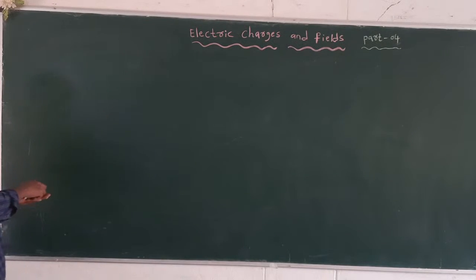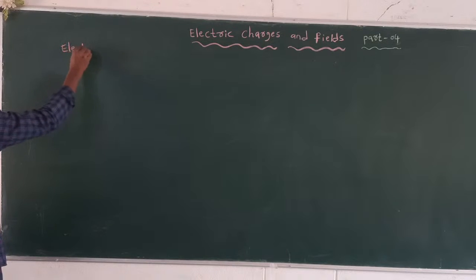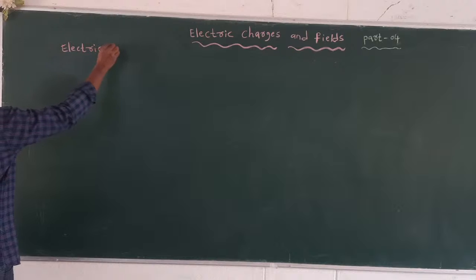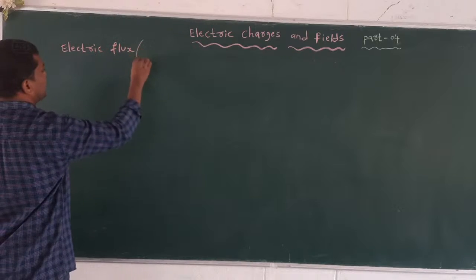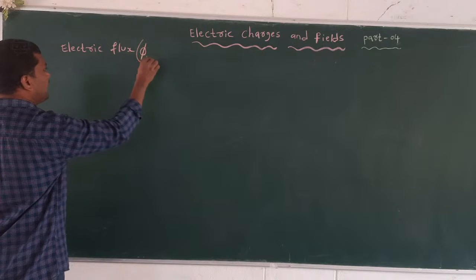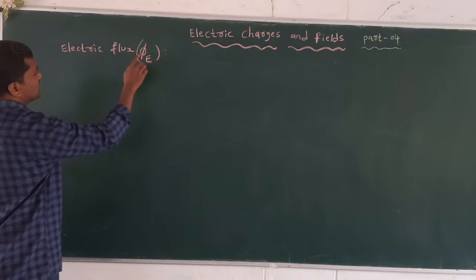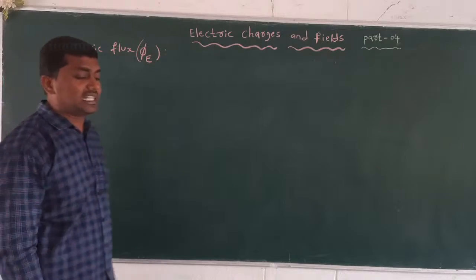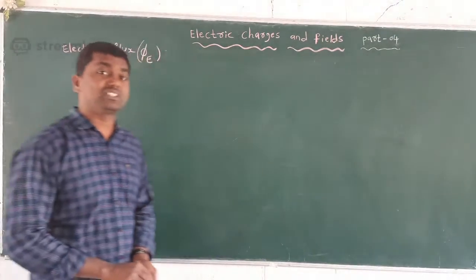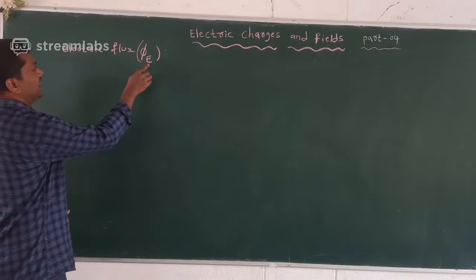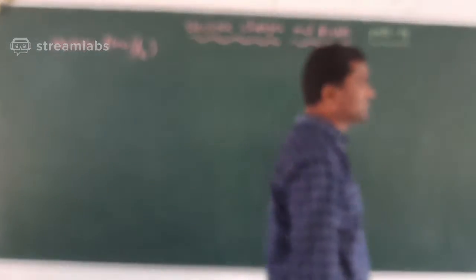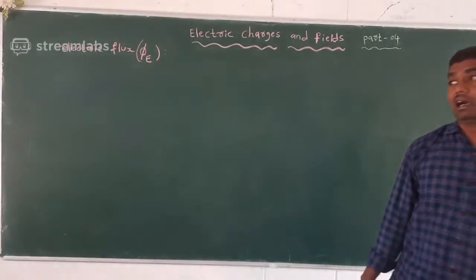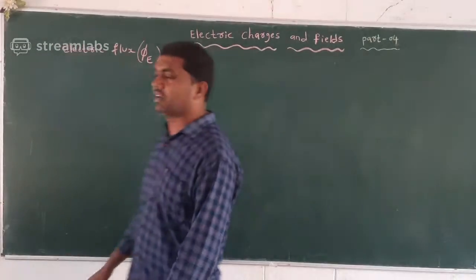So I can write electric flux. It is represented by phi suffix E. Phi suffix E means electric flux. So what is the meaning of electric flux? By using this electric flux we can derive the Gauss law. So this is the last topic in our chapter.